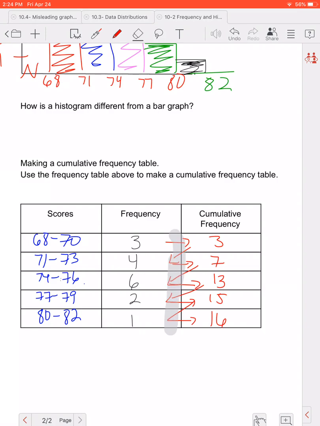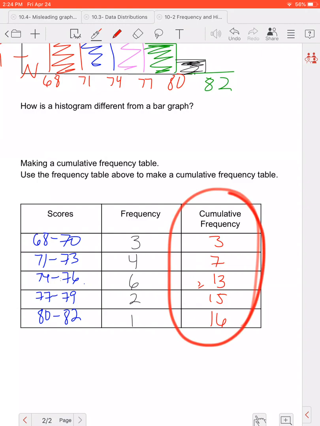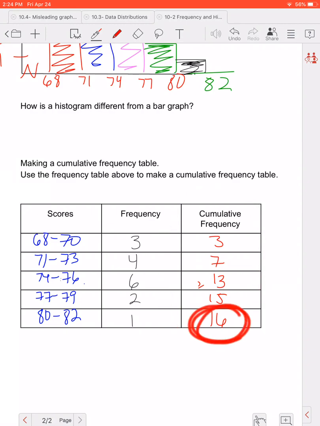Okay? So again, all we did was our first one goes over. And then 3 plus 4 is 7. 7 plus 6 is 13. 13 plus 2 is 15. 15 plus 1 is 16. So a cumulative frequency table can really help you keep track, and this final number should be the total number of numbers we have overall, okay? Just like what we checked in our previous example, okay?